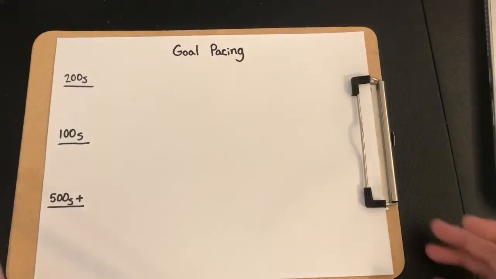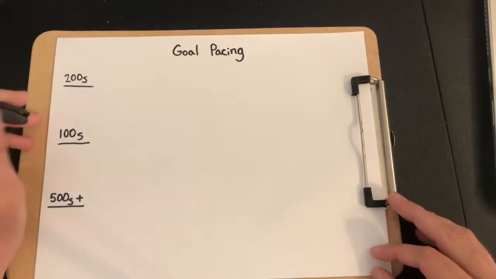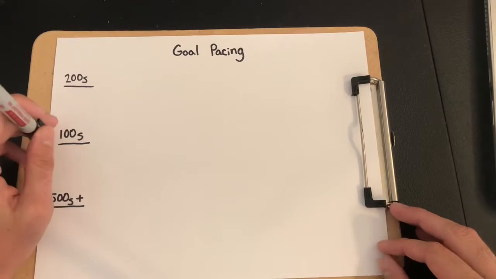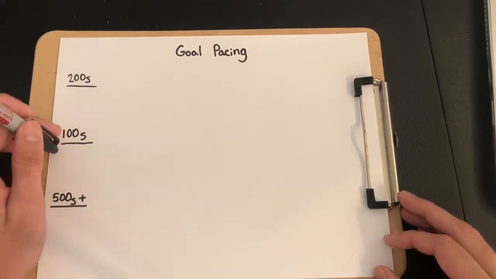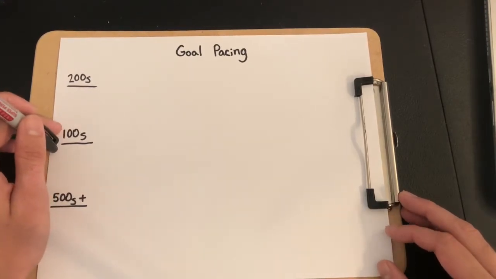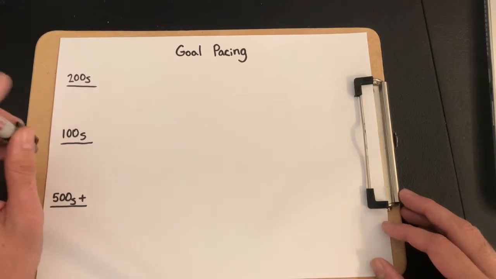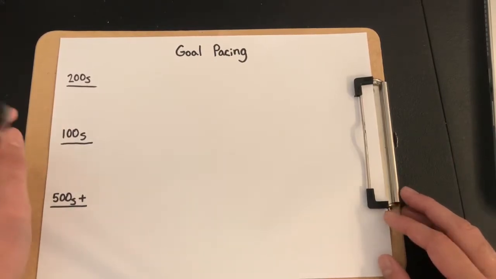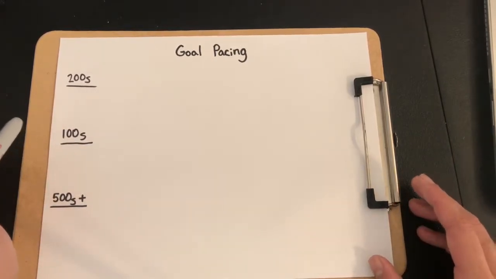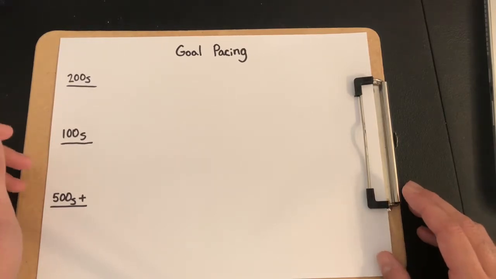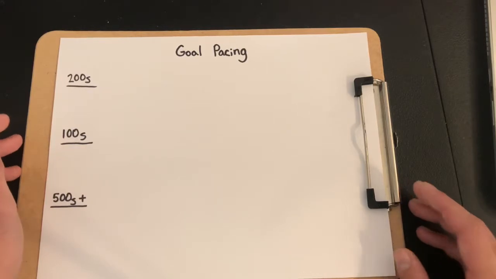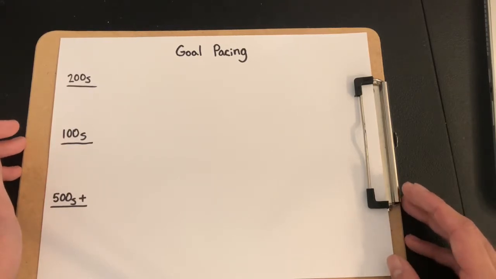This is from the perspective of you've already written your goals and now you're trying to figure out what pacing looks like for those goals, both in practice and in a meet. There is another video on creating goals, which is just as important, if not more so. And that will give us an idea of how we should get to the goal time that we want.